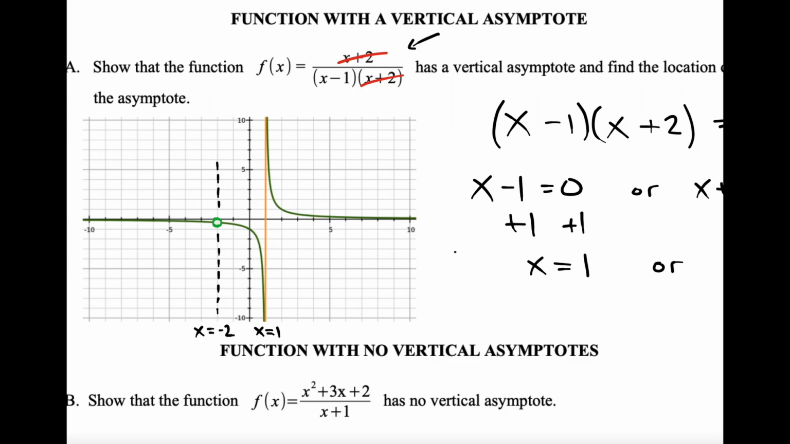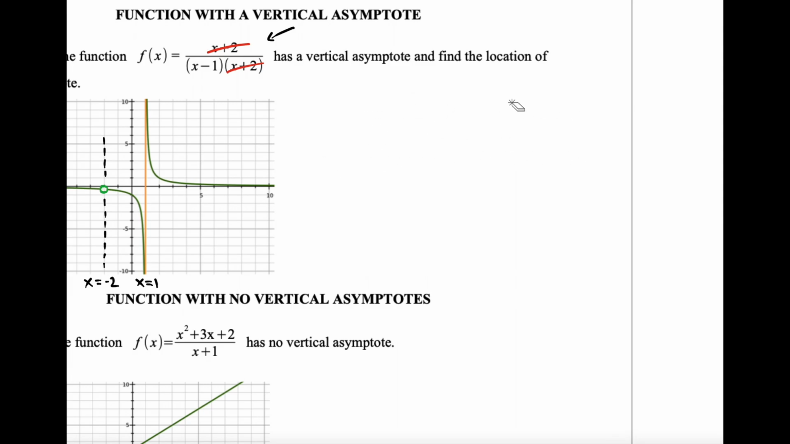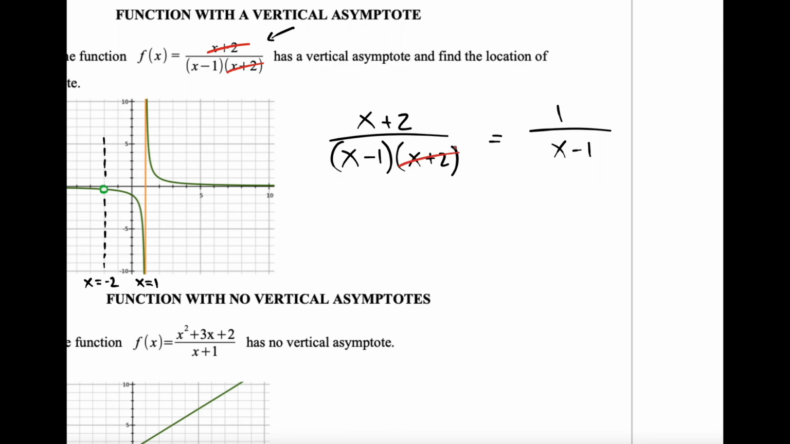So if we rewrite the thing as just 1 over x minus 1, then we've found the true location of the asymptote. You just set the x minus 1 part equal to 0 and solve for the vertical asymptote.